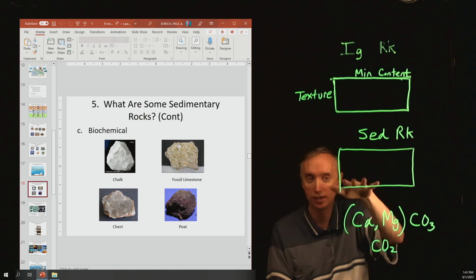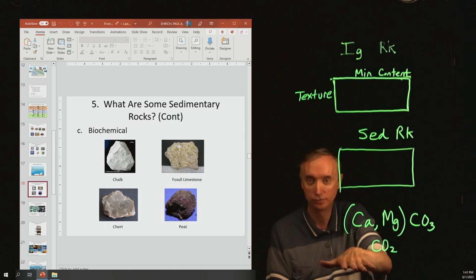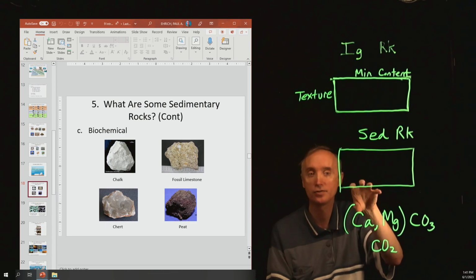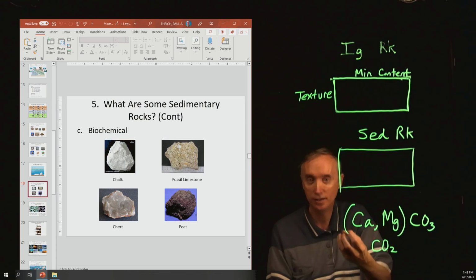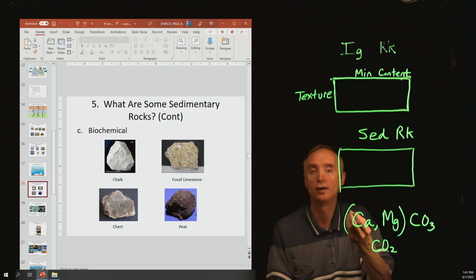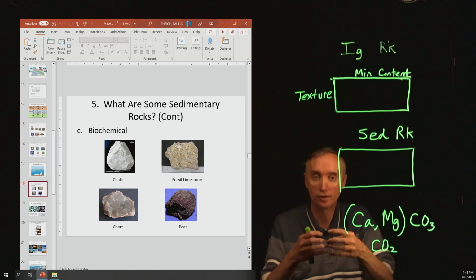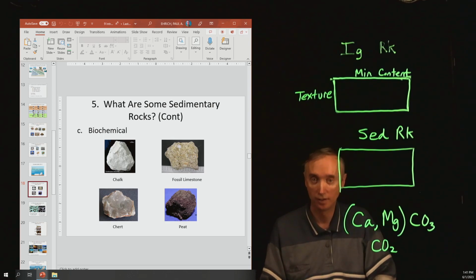Limestone can directly precipitate out, but calcium carbonate could also be taken in by organisms to make shells, and then they're glued together, and that's going to be fossil limestone when that occurs.